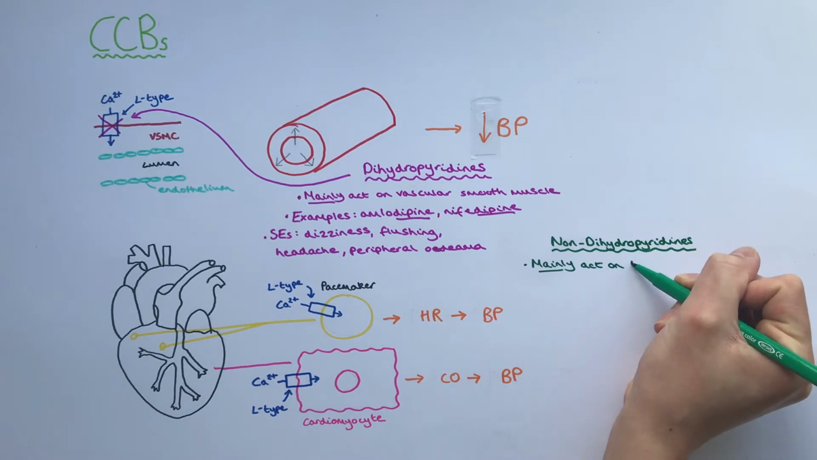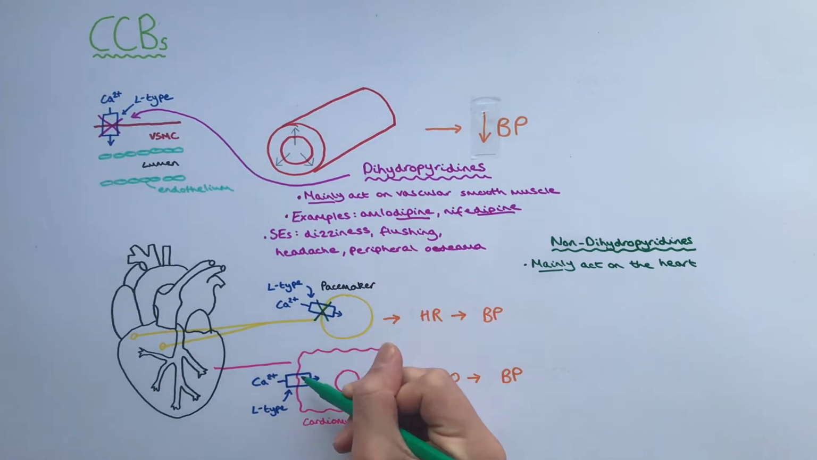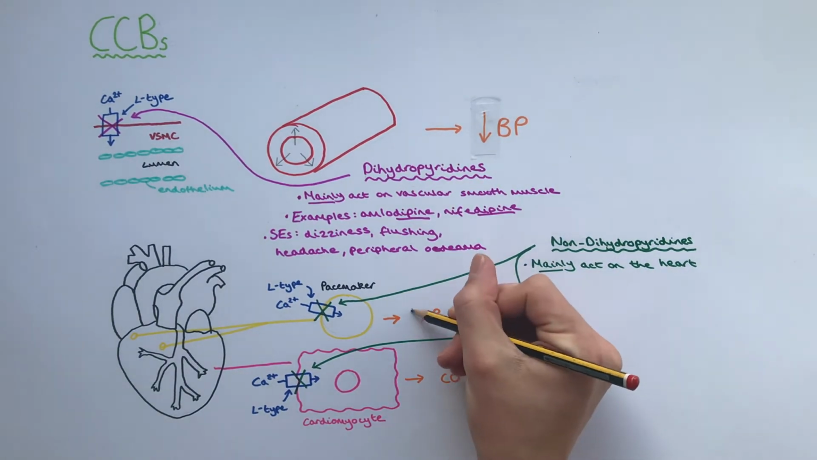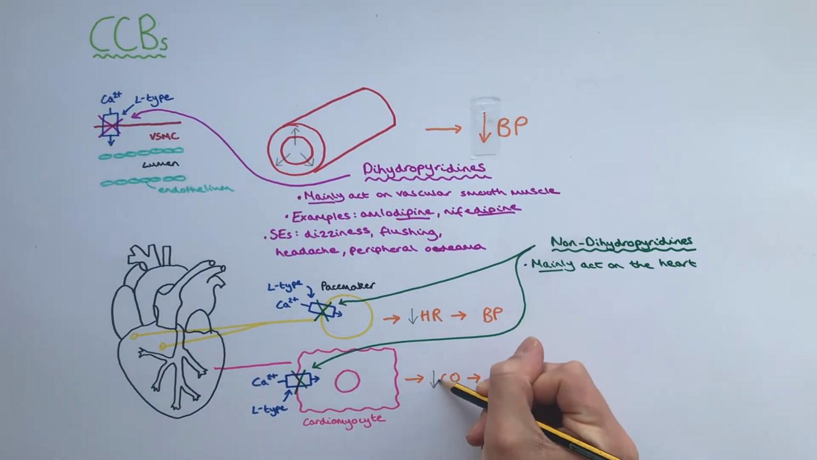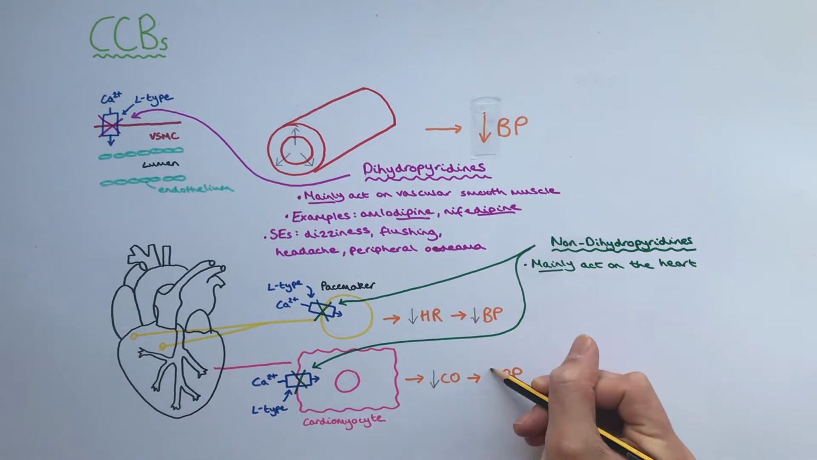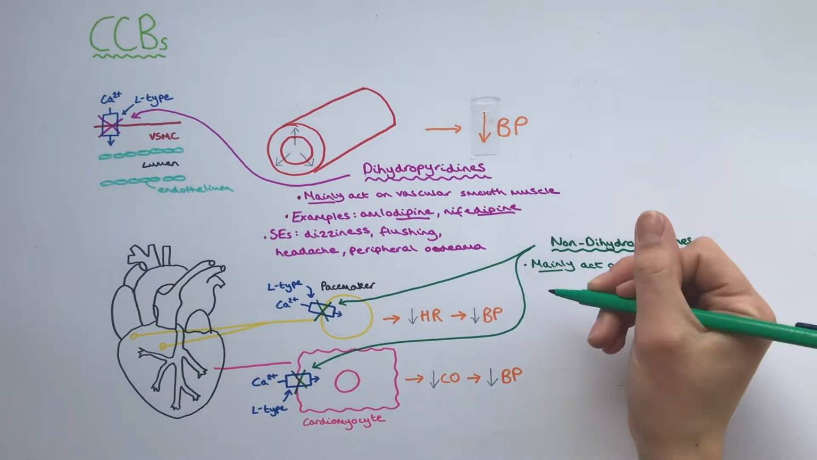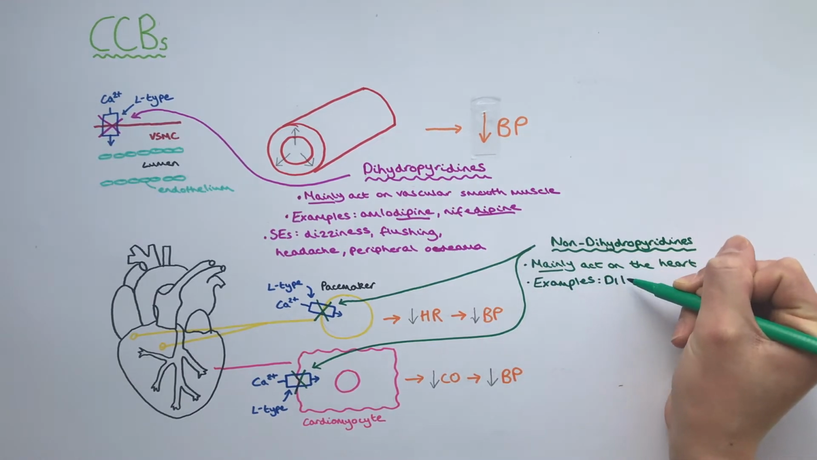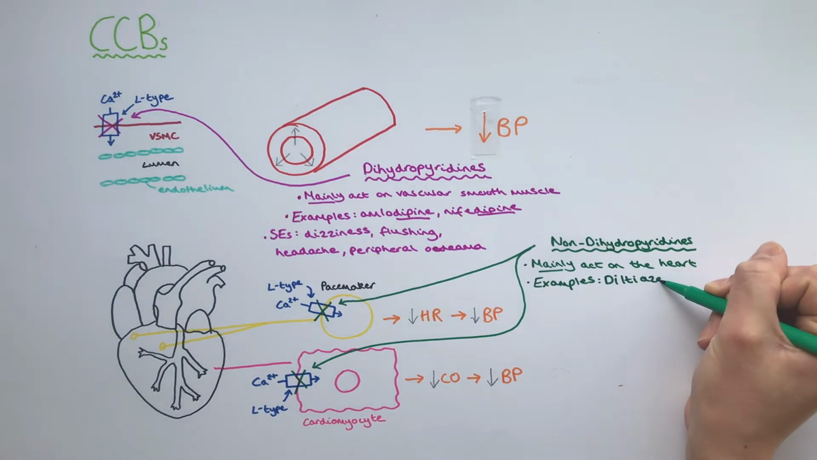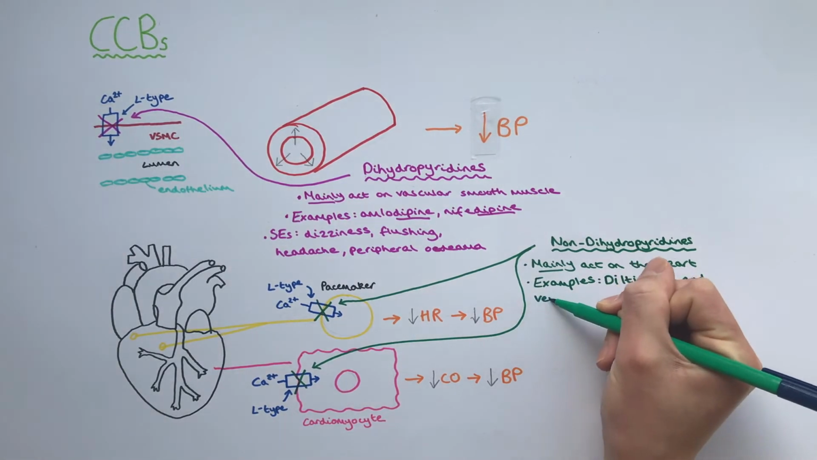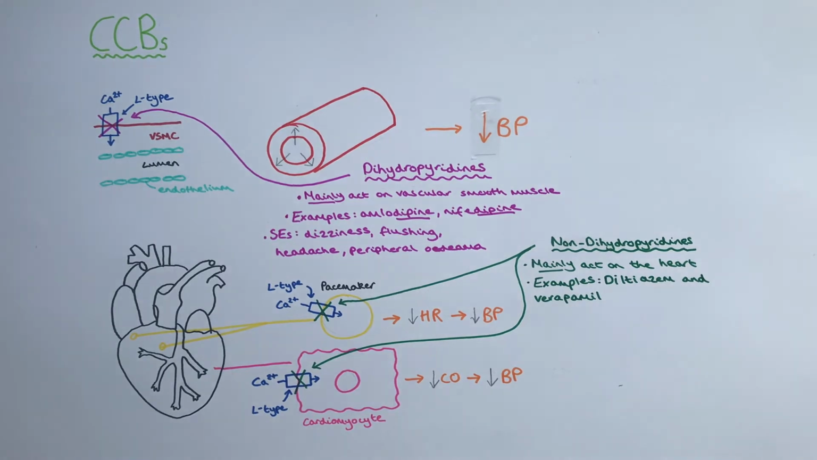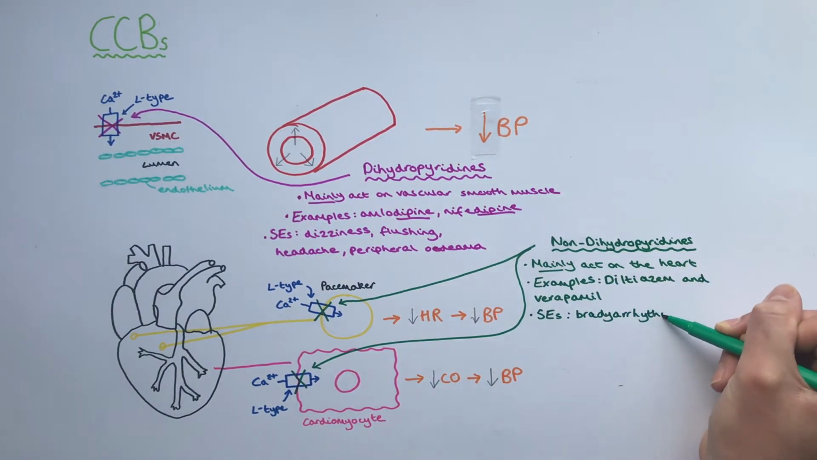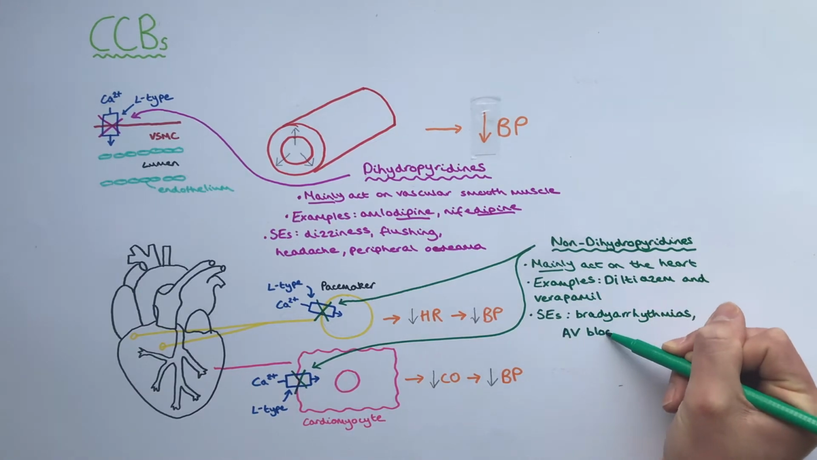Non-dihydropyridines mainly act on the heart. They block the L-type calcium channels in the pacemaker cells and the cardiomyocytes. This leads to a reduction in heart rate and cardiac output, overall resulting in a decrease in blood pressure. Non-dihydropyridines can be used to treat hypertension, but they are primarily used as antiarrhythmic drugs and in the treatment for angina. Examples include diltiazem and verapamil. Side effects are as a result of myocardial depression, resulting in bradyarrhythmias and atrioventricular block.